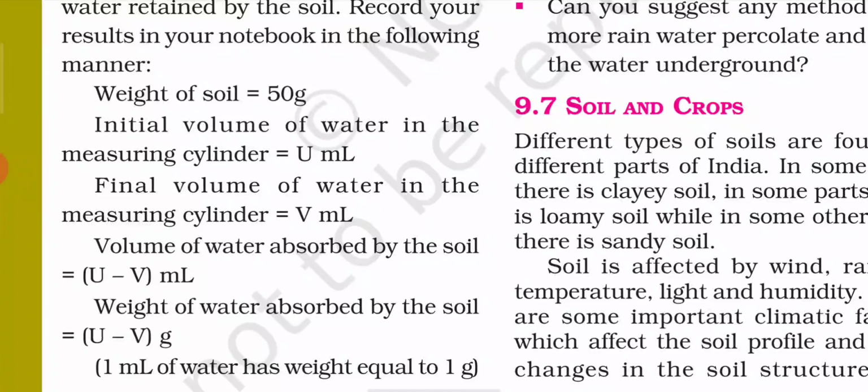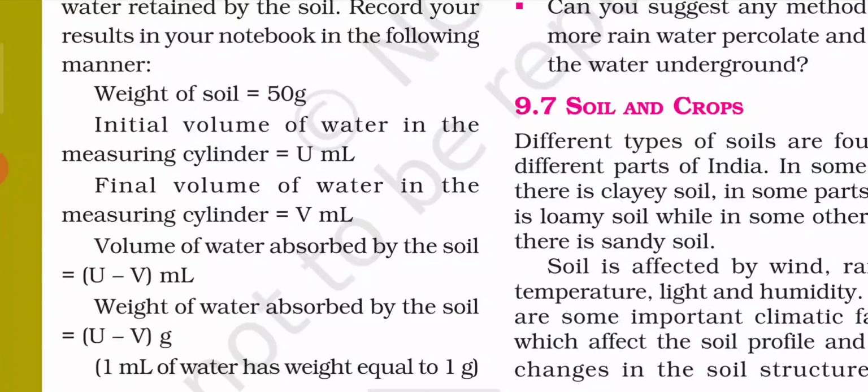Now the volume of water absorbed by the soil. We have to subtract V from U. Suppose U was 50 and V was 40. Then 50 minus 40 equals 10. So 10 ml is the amount of water that is absorbed by the soil.